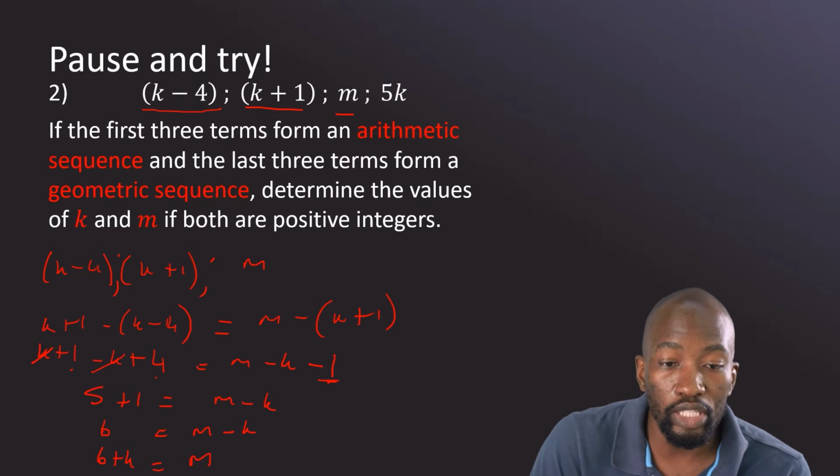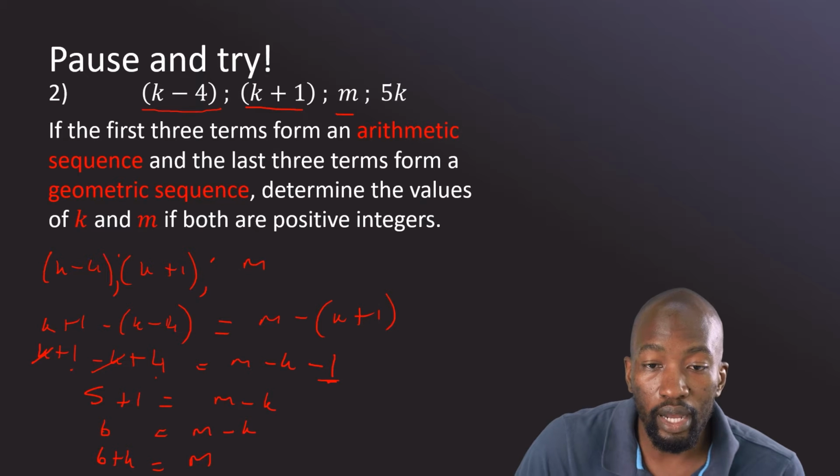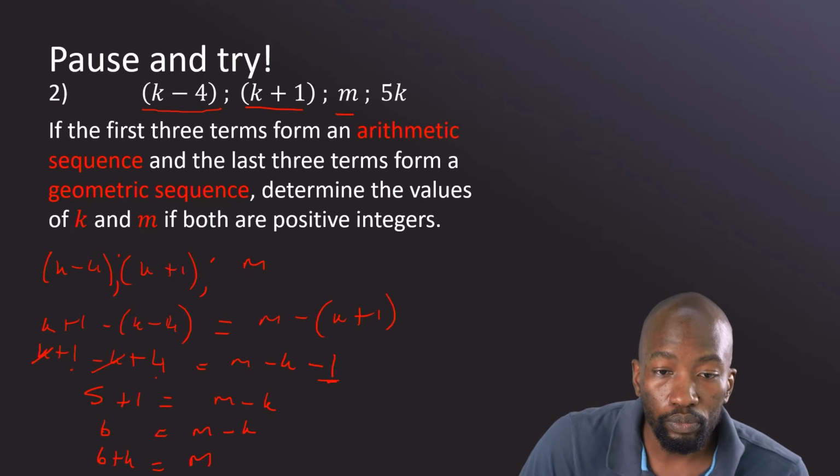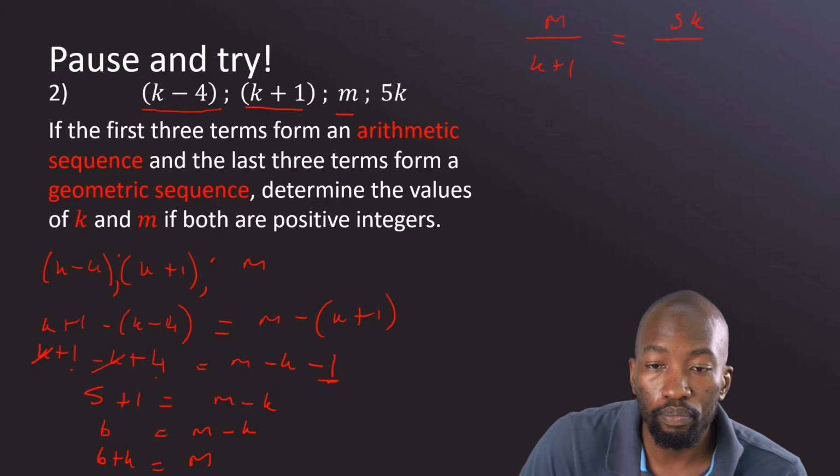Now let's look at the geometric part. So we know that r is given by T2 divided by T1, right? So T2 is m, T1 is k plus 1. This must be equal to 5k over m. Then we cross multiply. m squared is equal to 5k into k plus 1. So m squared is equal to 5k squared plus 5k.